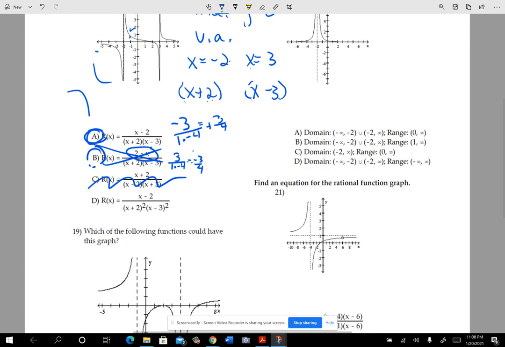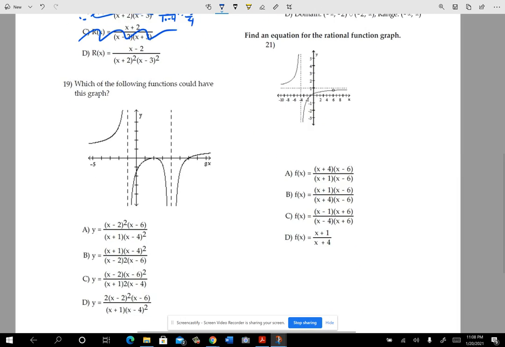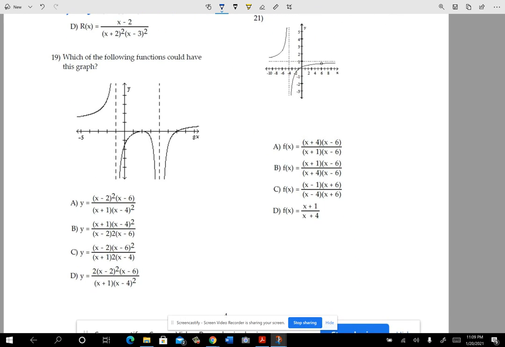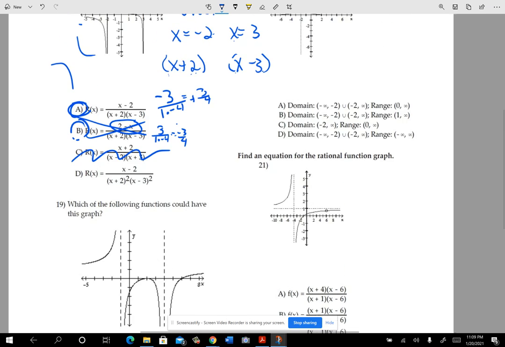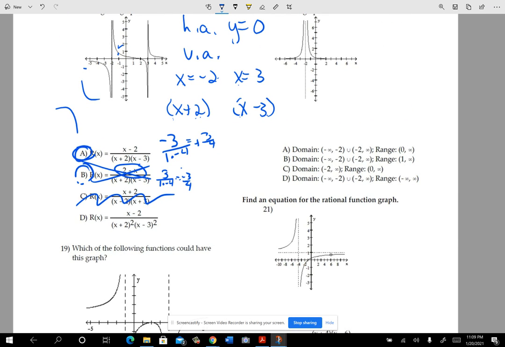All right, let's analyze number 19. Ooh, that's interesting. Which of the following functions could have this graph? I thought of something else we haven't talked about. Maybe that would be good here. I also should pay attention when it crosses the x-axis at 2. That comes from the numerator. That would also be true on this one or this one, but that's another point to sometimes look at.